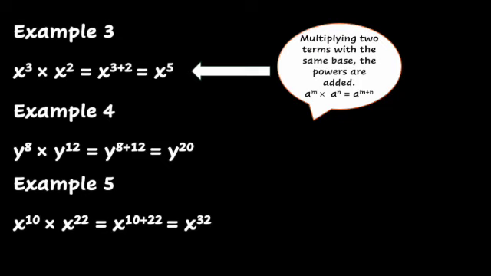And here the base is a variable instead of a number. Example 4, we have y raised to the power 8 times y raised to the power 12, giving us y raised to the power 20 as the powers are added. Example 5, we have x raised to the power 10 times x raised to the power 22, giving us x raised to the power 32 as the powers are added here. So I repeat, when we are multiplying two terms with the same base, we add the powers.